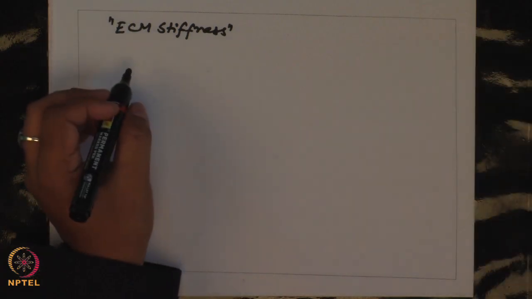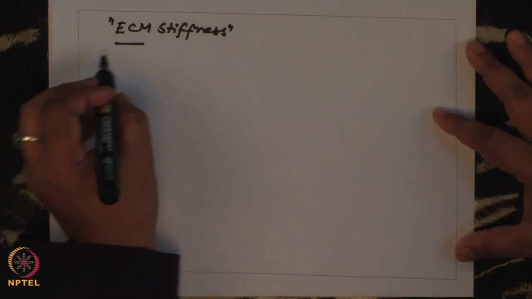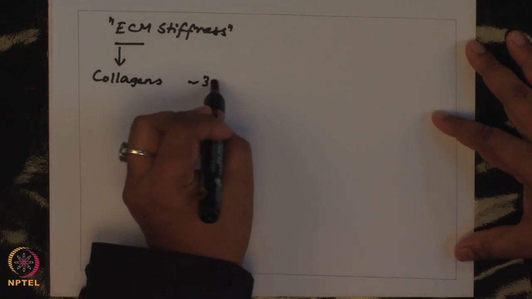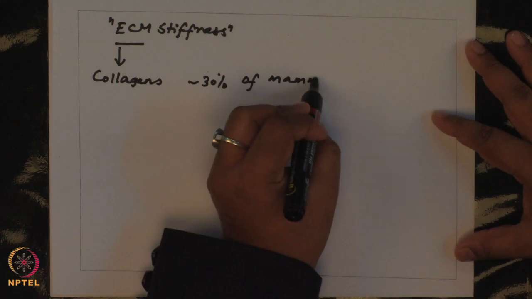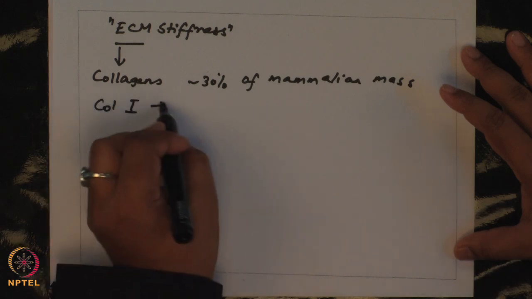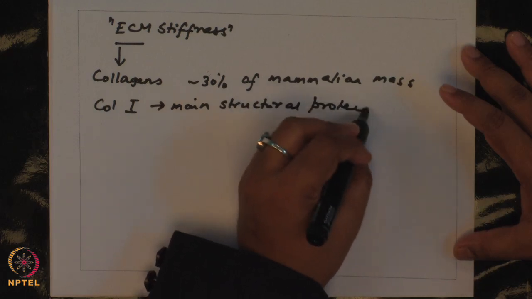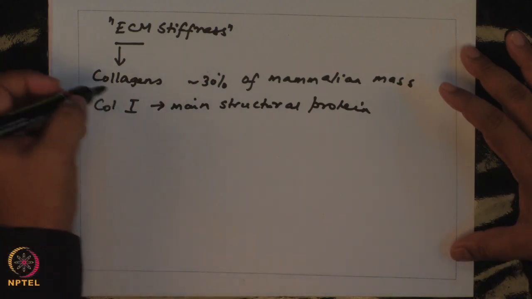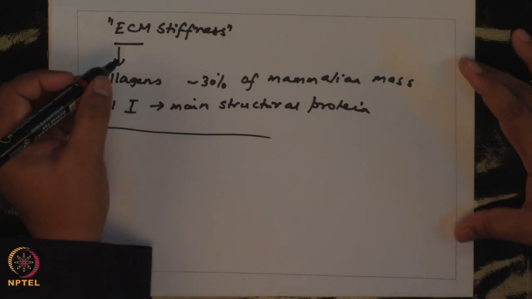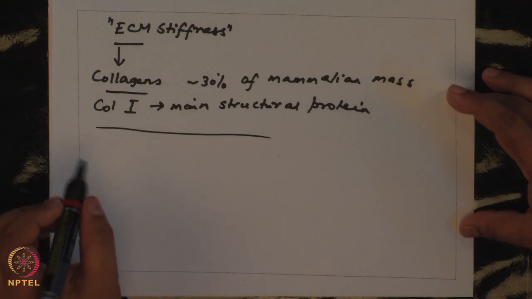Now, there are various conditions. Just to recall, in terms of ECM stiffness, the major constituent of ECM is collagen, which accounts for roughly 30% of mammalian mass. Collagen type 1 is the main structural protein, and it is a fibrillar protein. Collagens are the major proteins which contribute to the overall ECM properties. So, if ECM stiffness is changed, one would intuitively guess that it has to do with changes in collagen levels, and that is indeed true.